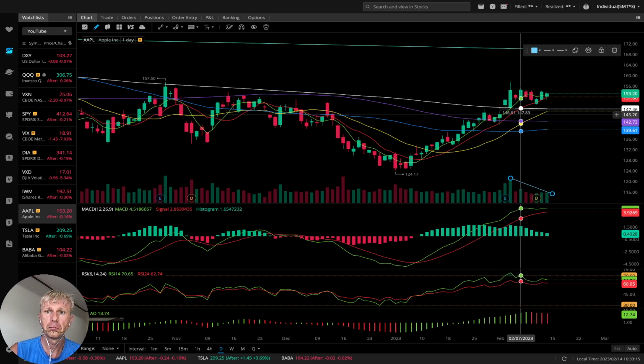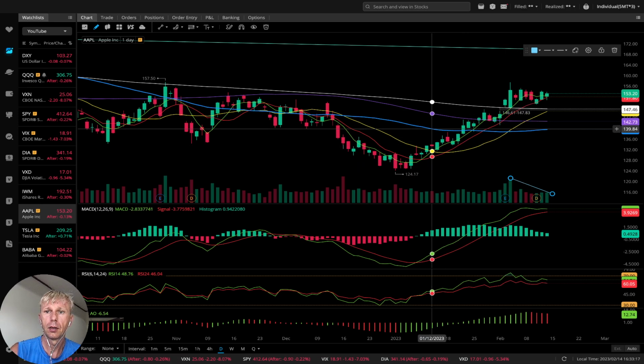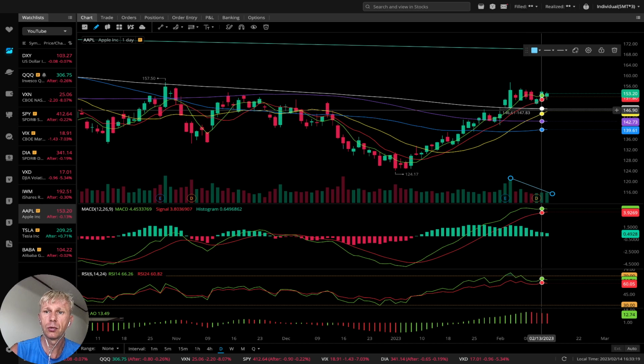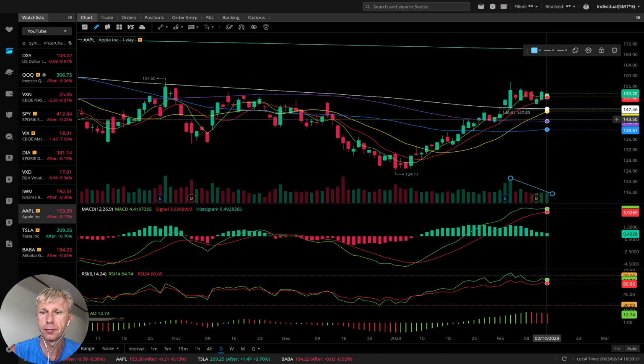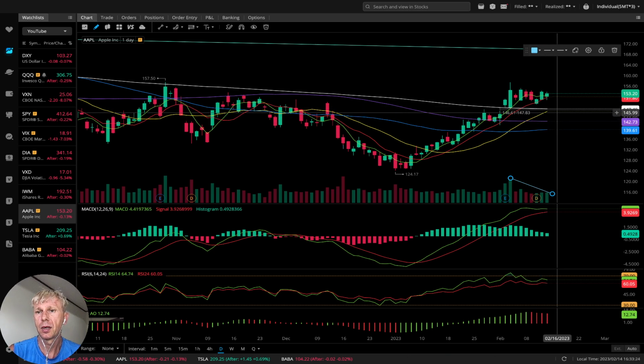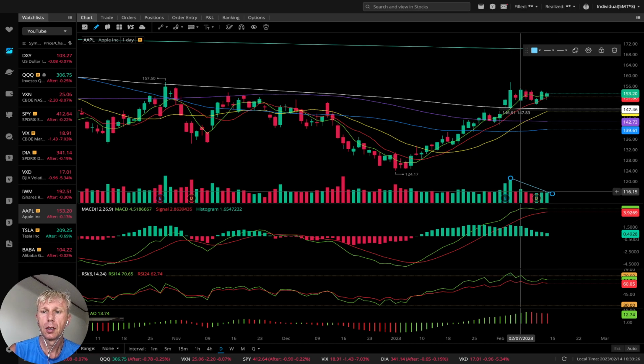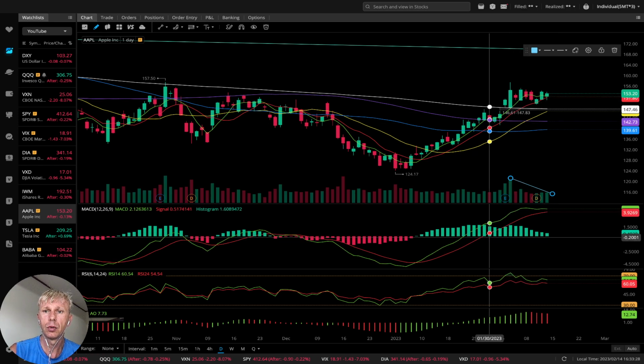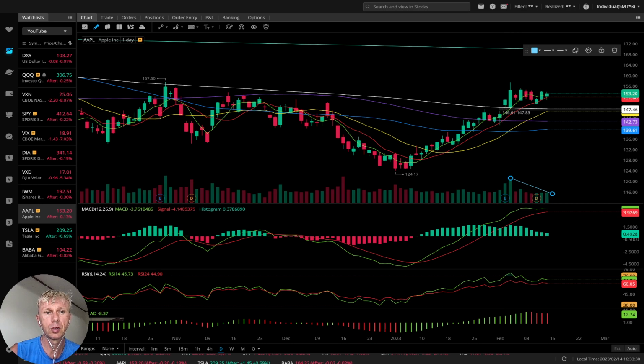MA20 is in an uptrend. It wants to do a bullish crossover. That's positive, but all other indexes want to go bearish. They want to have some correction. Let's move to 4 hours for Apple.